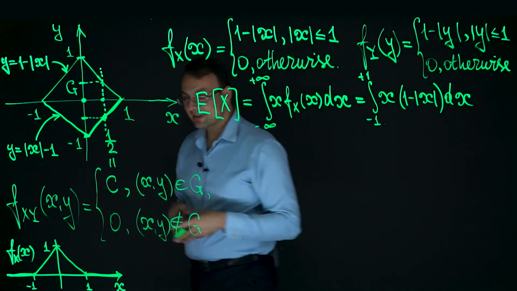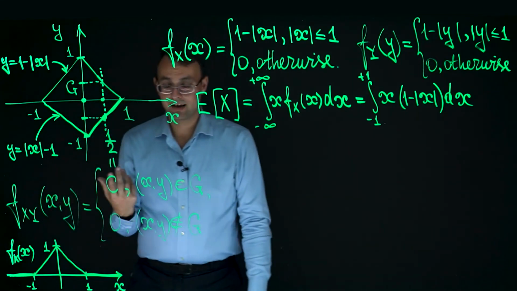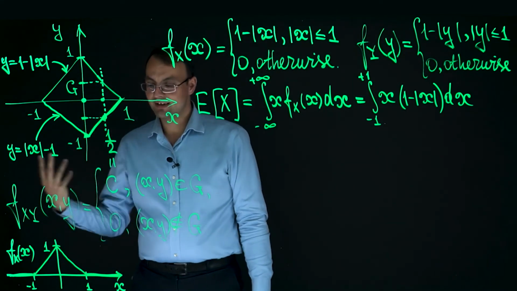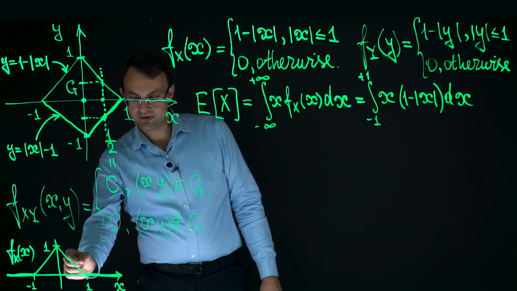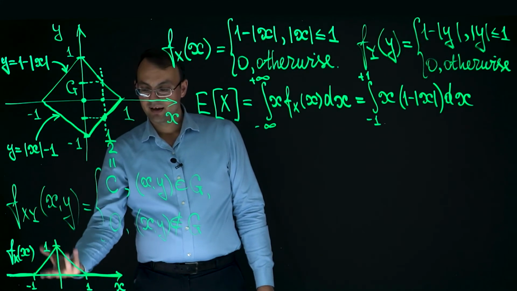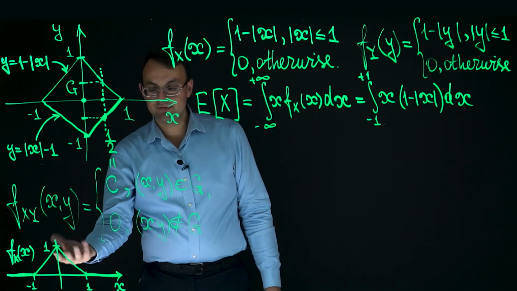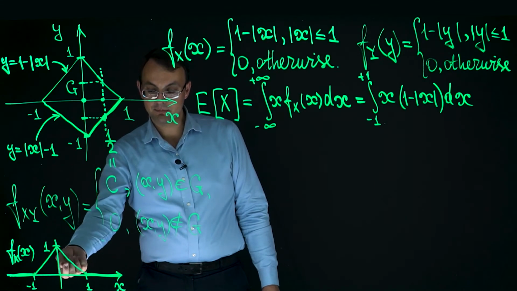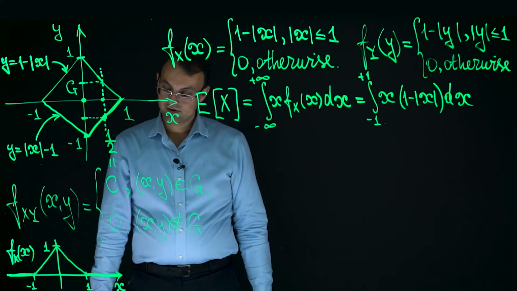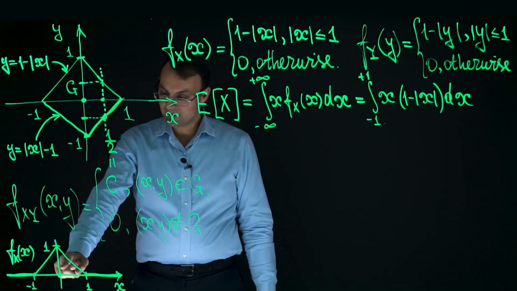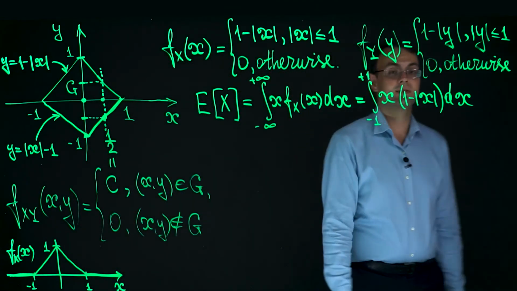Or you can say that one of the physical meanings of the expected value is the center of masses. Center of masses of this figure, of this triangle, or center of symmetry, we can say. So if the PDF is symmetrical with respect to some point, this point is the expected value. So here, this PDF is symmetrical with respect to 0. That is why 0 is the expected value.